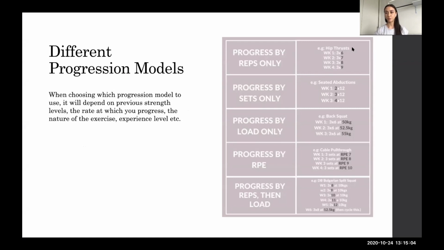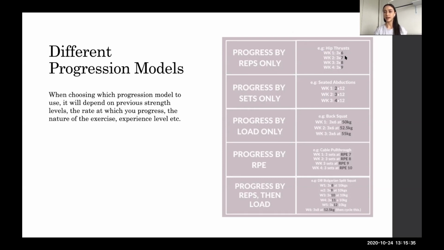Now looking at different progression models. When choosing which progression model to use, it'll really depend on the nature of the exercise, how you're loading it. Are you using dumbbells? Are you using machines? Are you using weight plates? It depends on your experience level, the rate at which you're progressing, and also your previous strength levels as well.